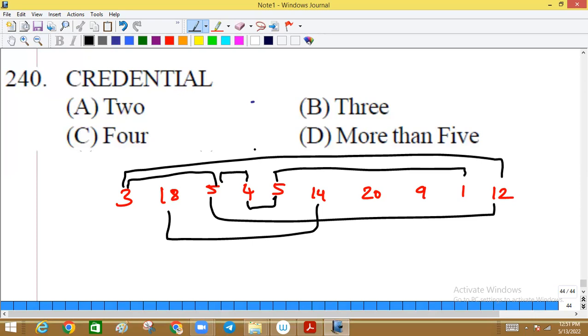So these are the pairs. How many are there? 1, 2, 3, 4, 5, 6, 7. So more than 5. So the answer is 7 total. Okay, like this you need to solve these kinds of questions.